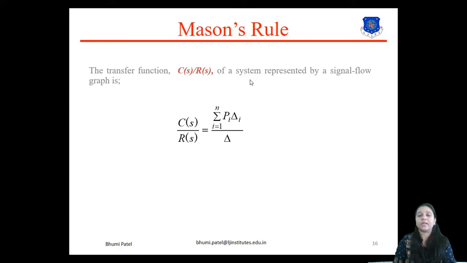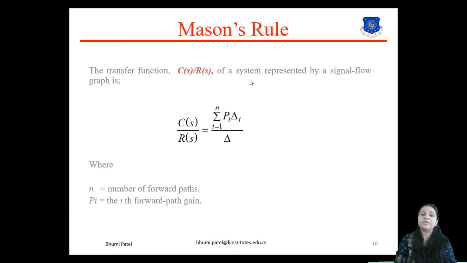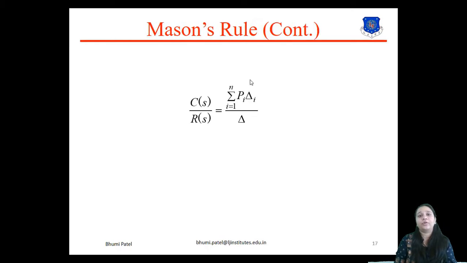In this equation, n is equal to the number of forward paths, Pi is equal to the ith forward path gain, delta is equal to the determinant of the system, and delta i is equal to the determinant of the ith forward path. So how can we solve this equation?